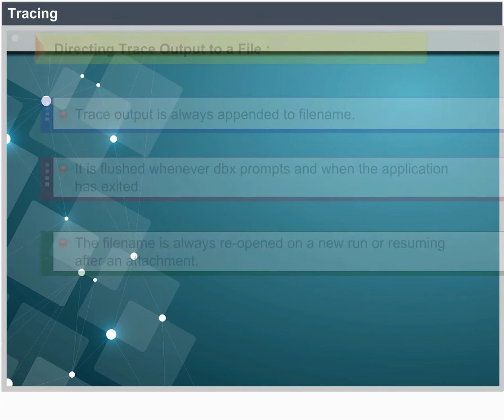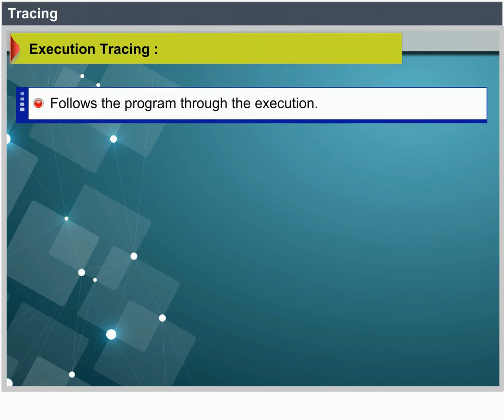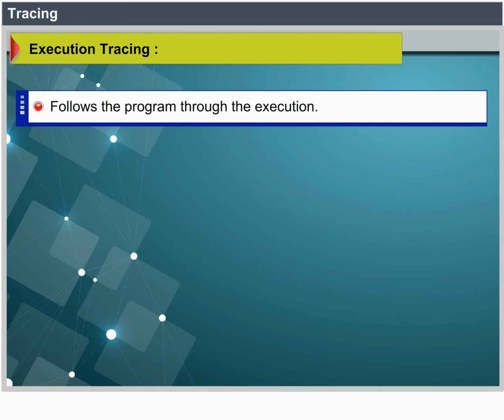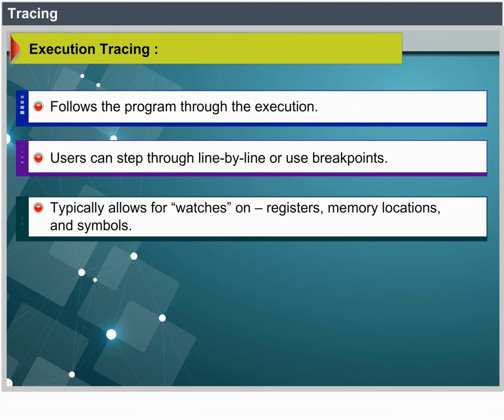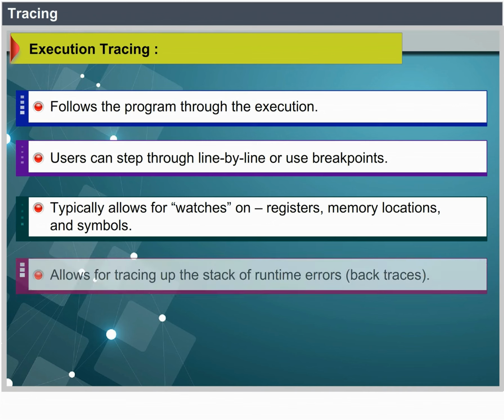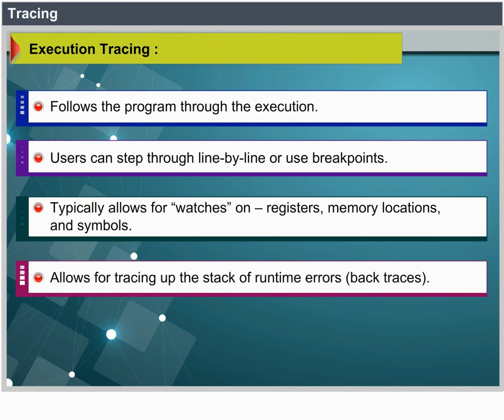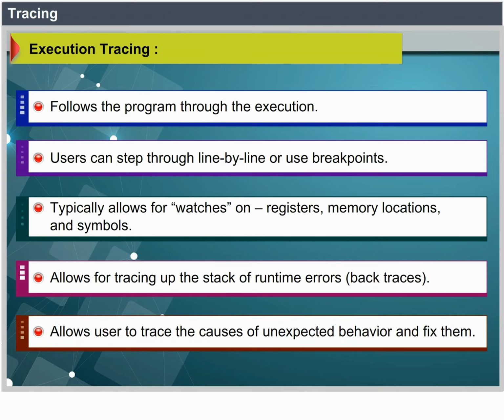Execution tracing. Follows the program through the execution. Users can step through line by line or use breakpoints. Typically allows for watches on registers, memory locations, symbols. Allows for tracing up the stack of runtime errors, backtraces. Allows the user to trace the causes of unexpected behavior and fix them.